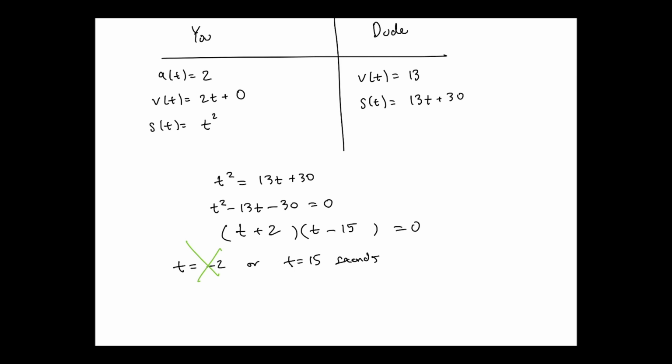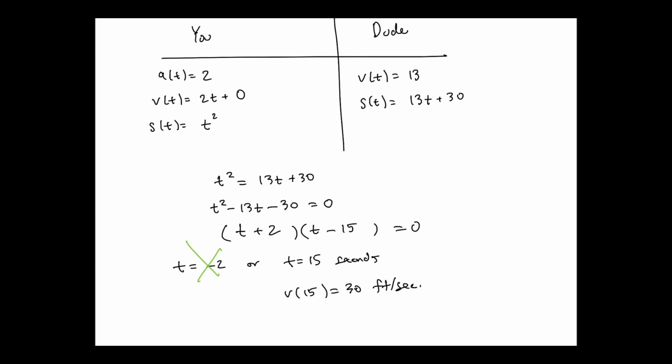Okay, what else did we want to know? How fast you were going, and for that all I have to do is compute v of 15, and we get 30 feet per second. Right, so once we know when something happened, we can figure out where we were, how fast we were going, etc. Okay, does that make sense?